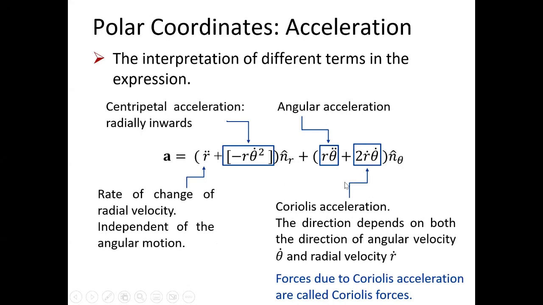And if the frame is rotated at a constant angular velocity, this r theta double dot term is 0. Therefore, this is the only acceleration in the theta direction. And that theta direction acceleration, in combination with the mass of the object, creates a force, and that force pushes that ball down. So that is how it happens.